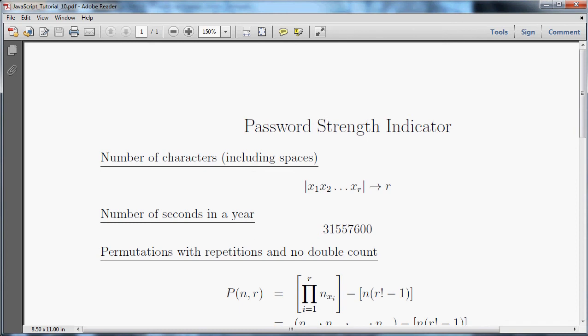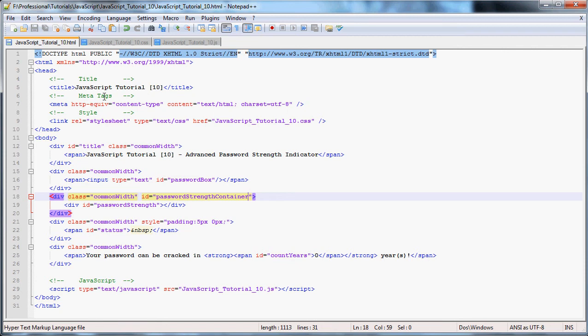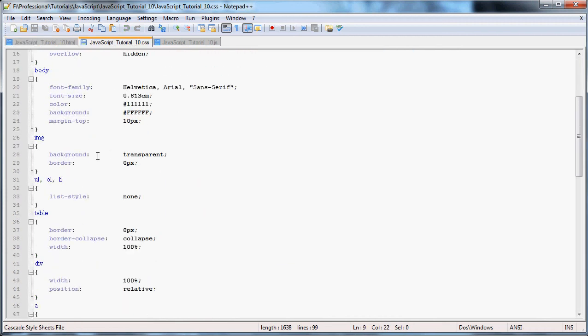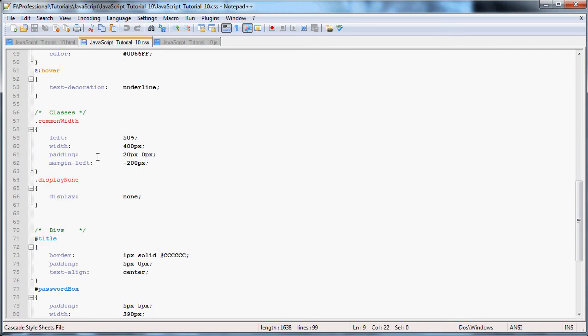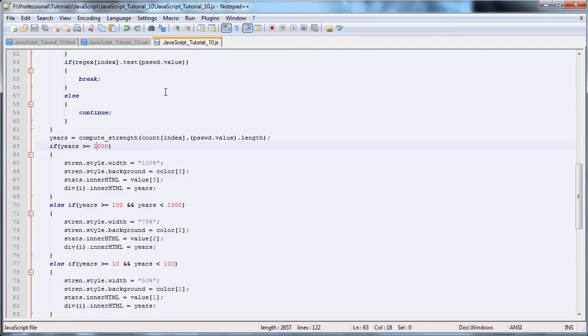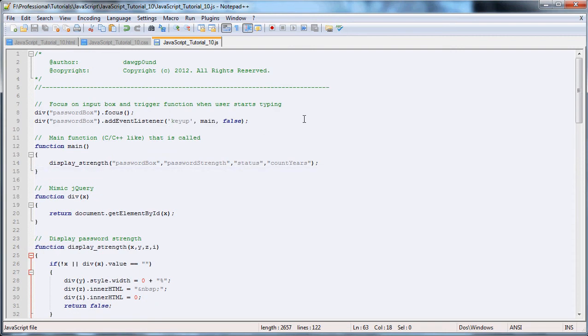All right, now let's look at the code itself. Here's the HTML, short, sweet, straight to the point, nothing fancy. CSS, same thing, nothing fancy. Alright, let's go to the JavaScript, which is the main one. Alright, so let's explain this real quick. So when the user loads up, we focus on the password box. Okay, so we want to add an event listener.